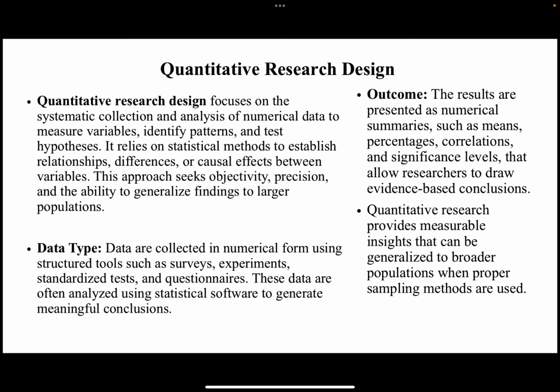Is that okay? Again, how will you know someone is conducting a quantitative research, or what other features will you see in a quantitative research design? The kind of data that will be collected and the instruments that will be used to collect the data.